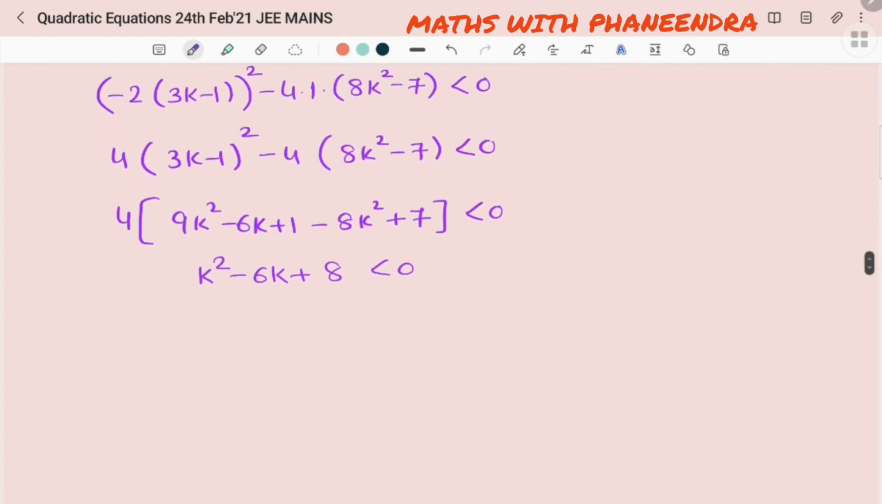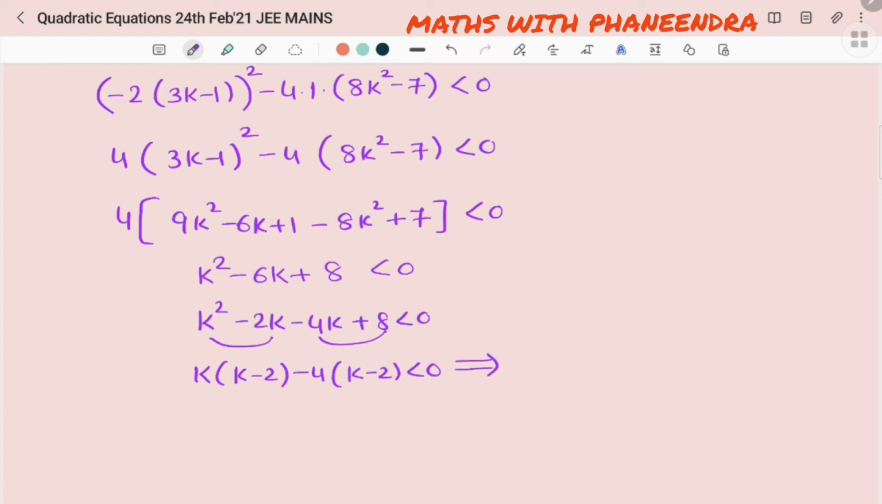By using factorization, k² − 2k − 4k + 8 is less than 0. From these two, take k common, from these two take −4. So k(k − 2) − 4(k − 2) is less than 0. That implies that (k − 2)(k − 4) is less than 0.